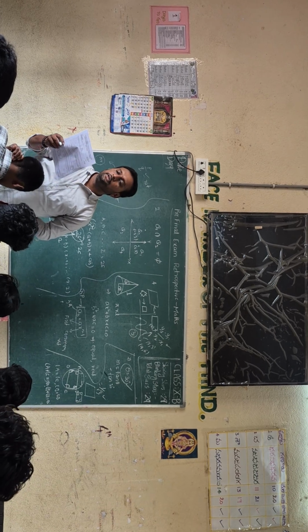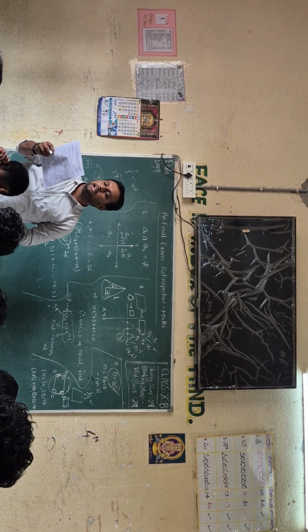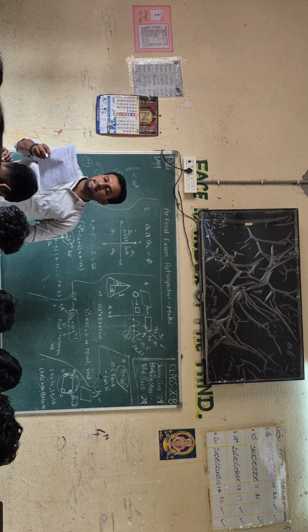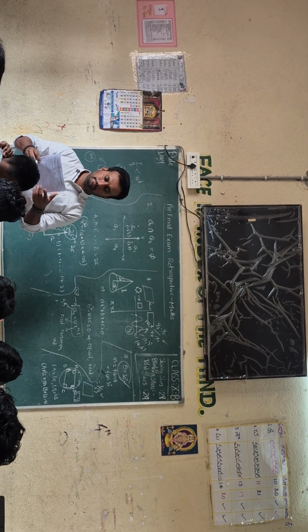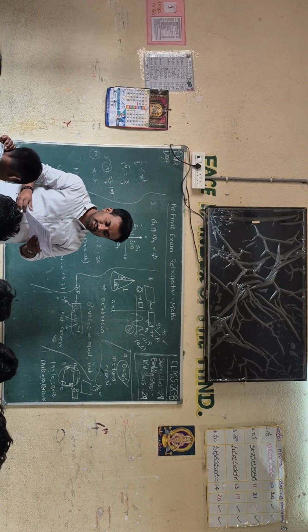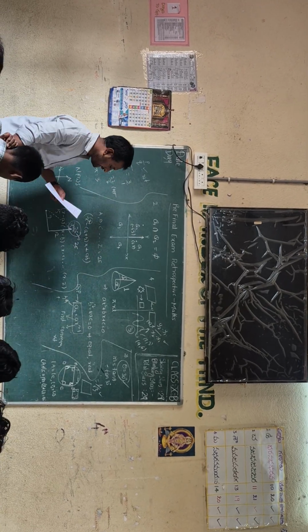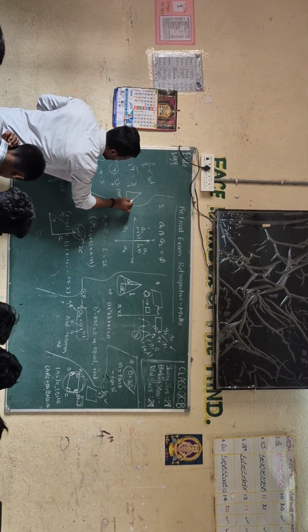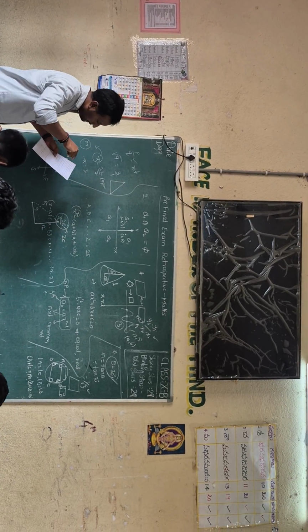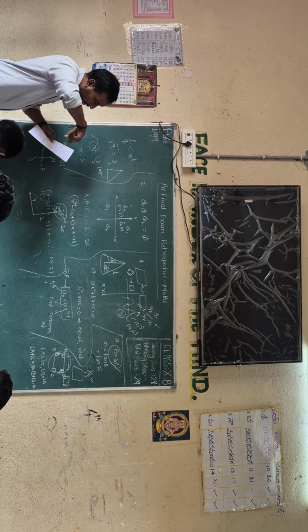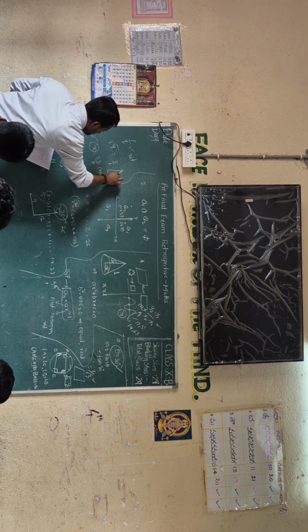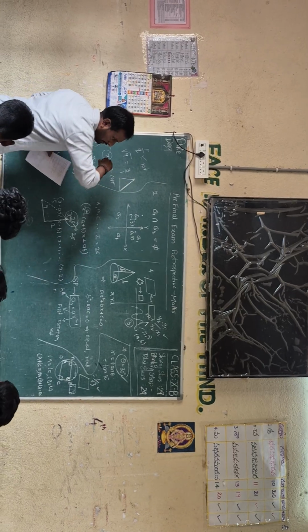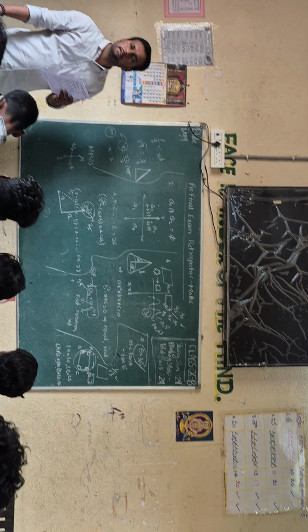10th question. If a right angle triangle is revolved about its hypotenuse, then the resultant figure is dash. Even I did not understand. Let's look at it. If a right angle triangle, this is a right angle triangle, okay, is revolved about its hypotenuse. This is the hypotenuse. Then it should revolve like that. That's the question. Did anybody understand?